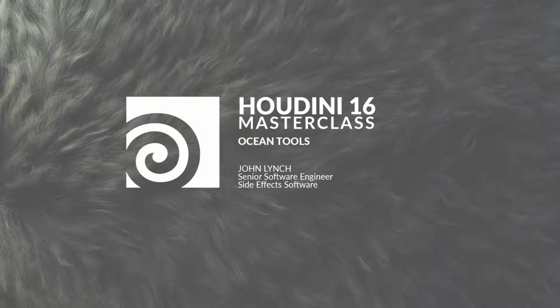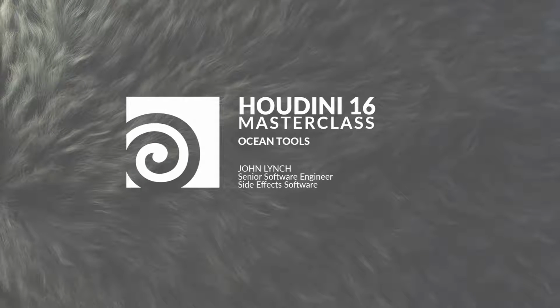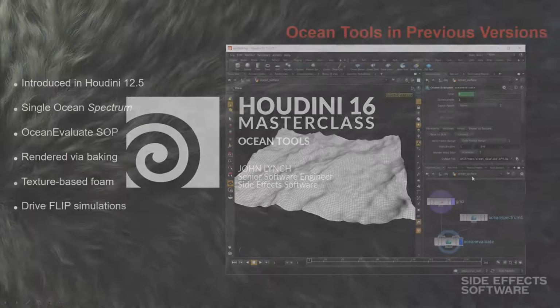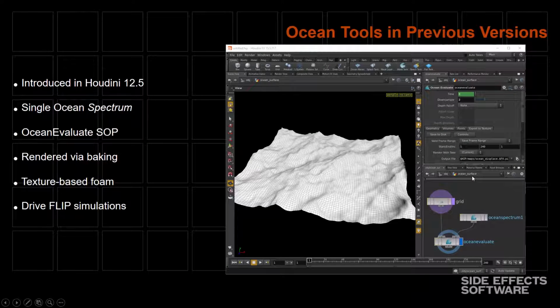I'm a senior software engineer with Side Effect Software, and this is a masterclass on the ocean tools in Houdini 16. So we've had ocean tools in Houdini for a few versions now. They were originally introduced in Houdini 12.5. The ocean was represented by a single Ocean Spectrum SOP, and we're going to talk a lot more about what exactly a spectrum means, but it was a way to define the look of the ocean based on things like wind direction and wind speed.